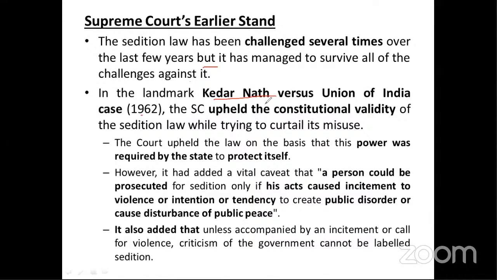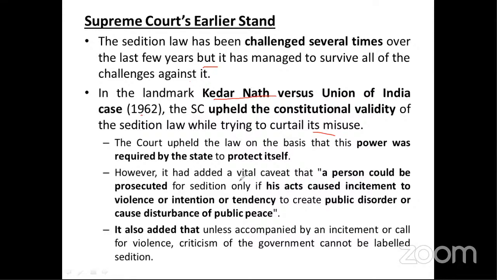The Supreme Court upheld the constitutional validity of the sedition law while trying to curtail its misuse. It said the constitutional validity of the sedition law should be preserved, but the government should not misuse it for other purposes. A lot of cases are seen where the government is misusing this law. The court upheld the law on the basis that this power was required by the state to protect itself, but the government should not use the sedition law every time.